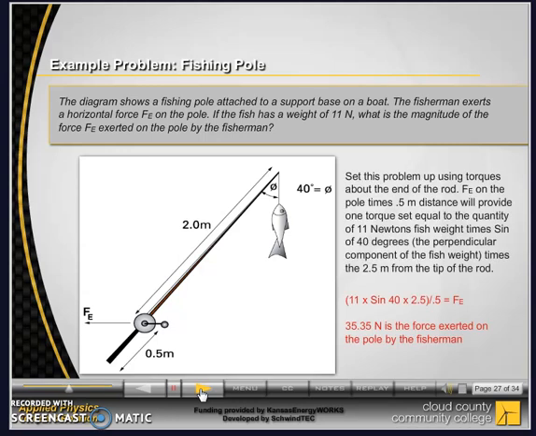Set this problem up using torques about the end of the rod. F sub E on the pole times 0.5 meters distance will provide one torque, set equal to the quantity of 11 newtons fish weight times sine of 40 degrees times the 2.5 meters from the tip of the rod.